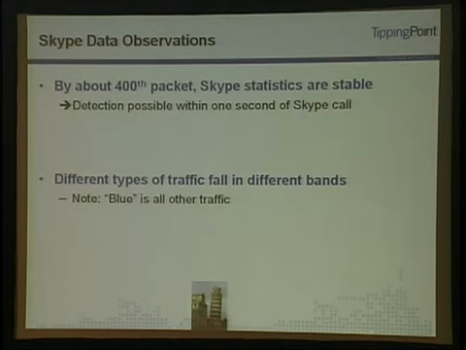So what's interesting is by about the 400th packet, the statistics really stabilize. It really becomes obvious that we're looking at different protocols. And 400 packets in Skype, depending on configuration, is about a second of talking, maybe even less. So that's really useful. We can tell within a second or two, that's Skype traffic. If you want to rate limit that, that's what you can do. So unless you're doing something very, very quick and just saying, hey, and then hanging up, it doesn't do any good.